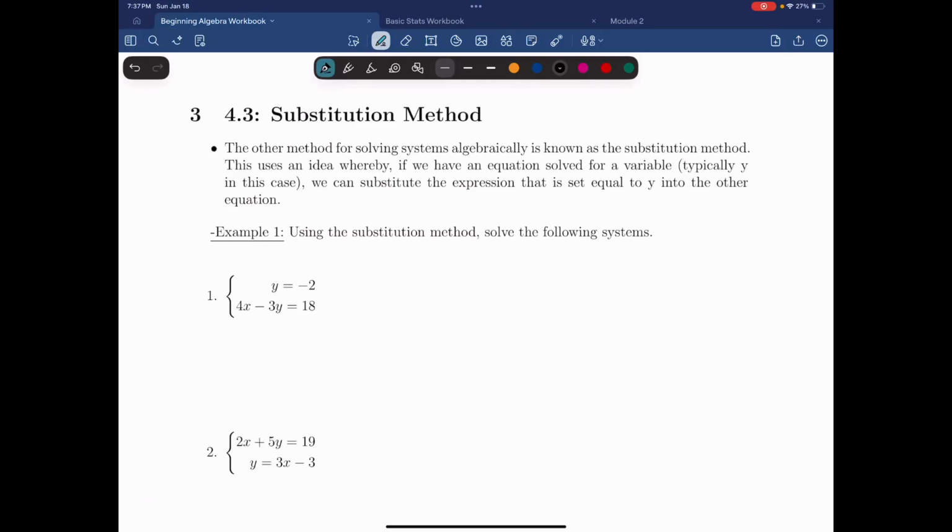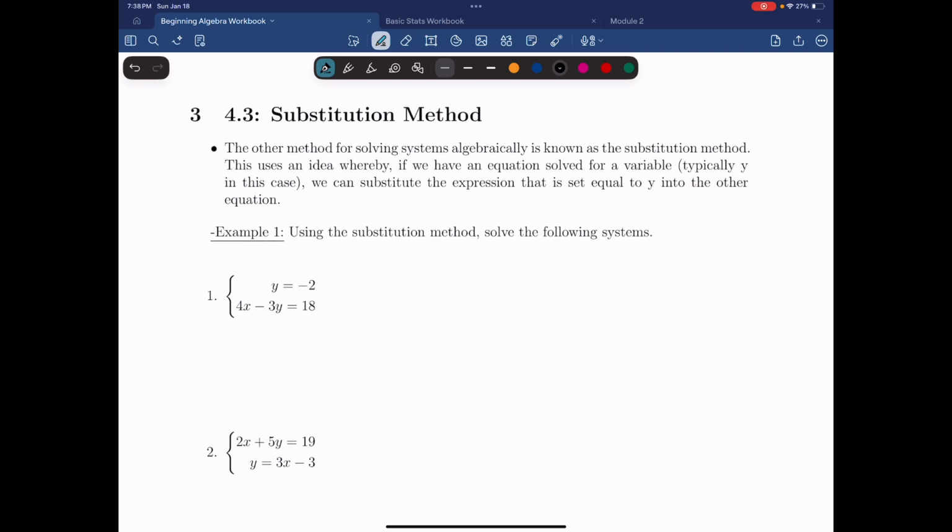The other method for solving systems algebraically is known as the substitution method. This uses the idea where if we have an equation solved for a variable, typically y in this case, we can substitute the expression that is set equal to y into the other equation. So let's just work through some examples to see what that looks like.